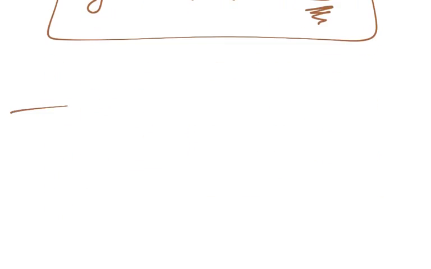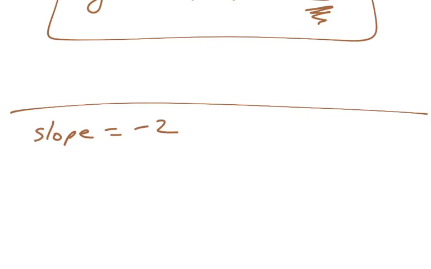So let's make sure. So slope, let's say I give you the slope is negative 2. Y-intercept is 0, 3. What's the equation?